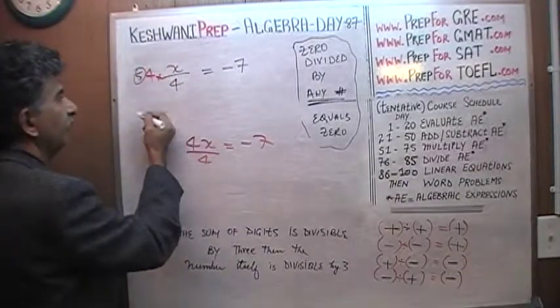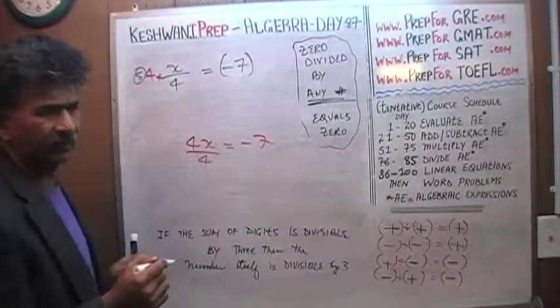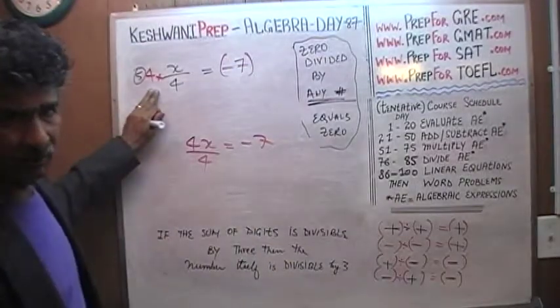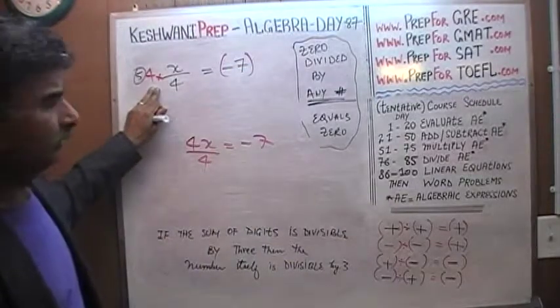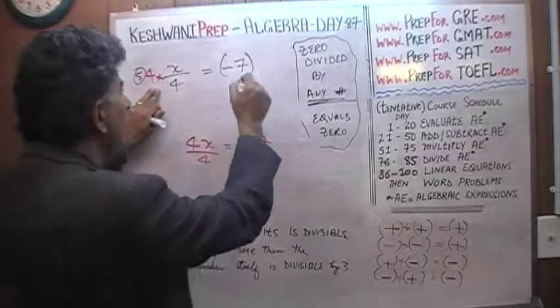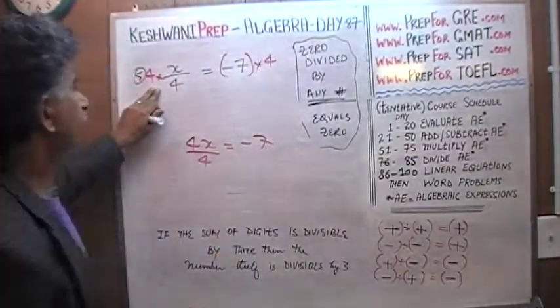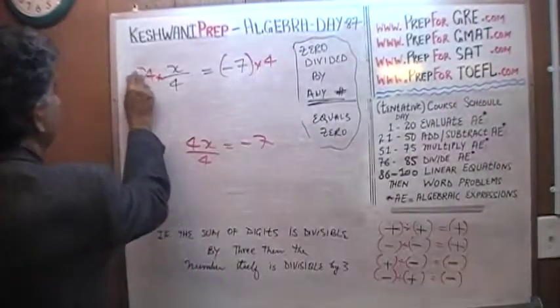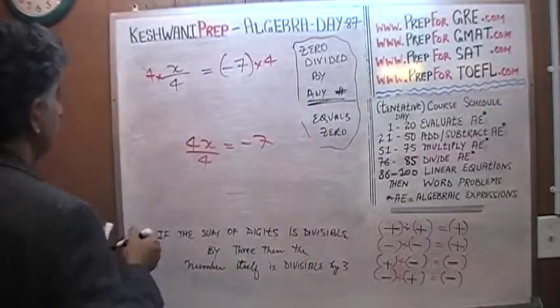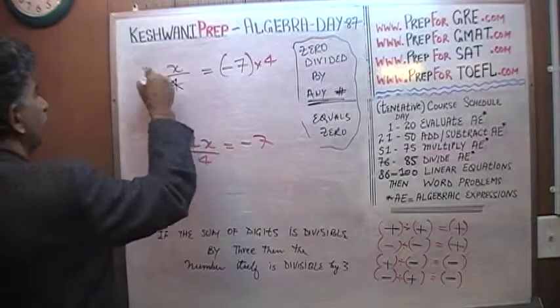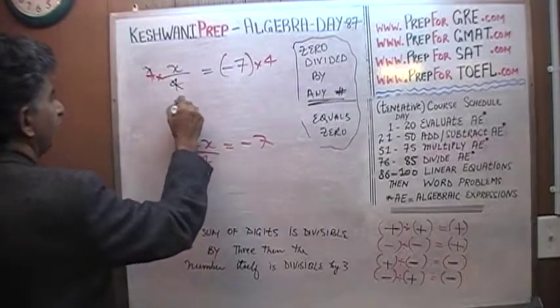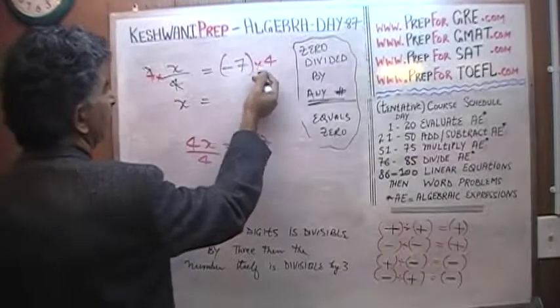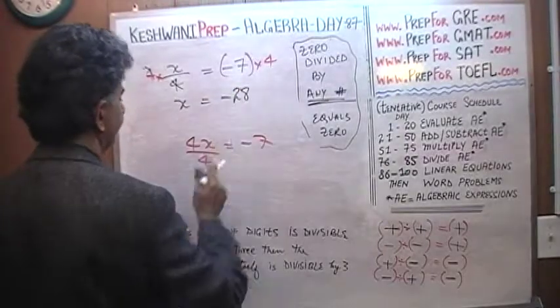Multiply this side of the equation by 4, the left hand side, and multiply the right hand side by 4. And as you multiply the left hand side by 4, I'm going to erase this 5 here so it's not confusing. This 4 cancels out with this 4. We are left with x equals negative 7 times 4, which is negative 28.